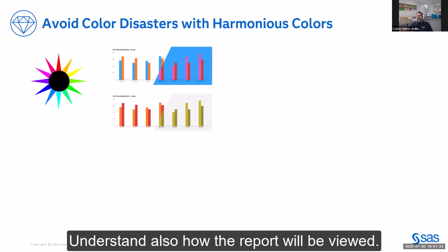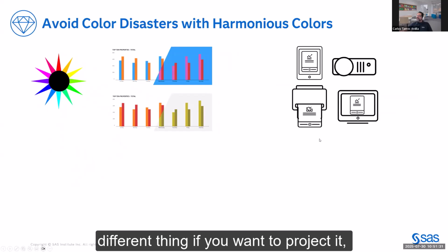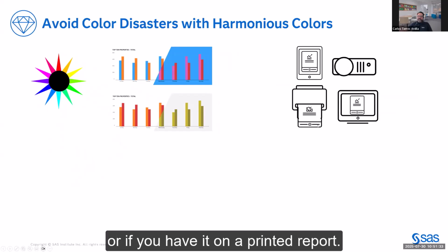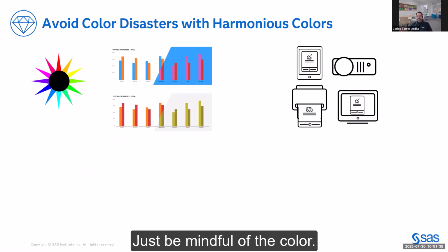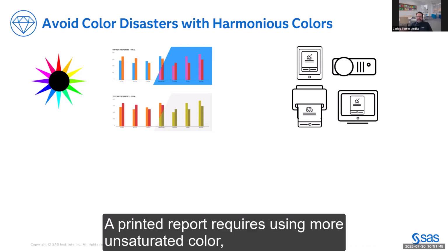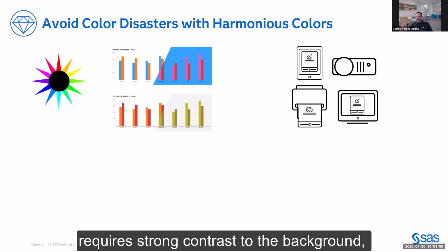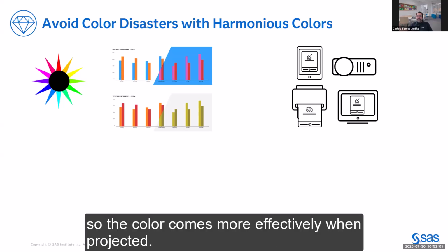Understand also how the report will be viewed. It's one thing to create the report for a screen, a different thing if you want to project it, or if you have it on a mobile device, or if you have it on a printed report. Just be mindful of the color. Computer screens produce richer and brighter colors. A printed report requires using more unsaturated color, not using background color. That makes it more cost effective to print. And then a projected report requires strong contrast to the background, so the color comes across more effectively when projected.